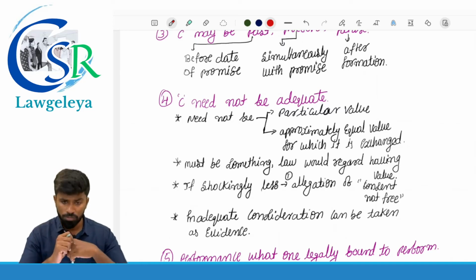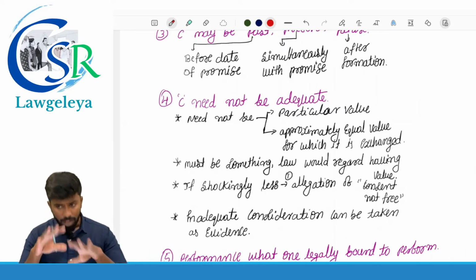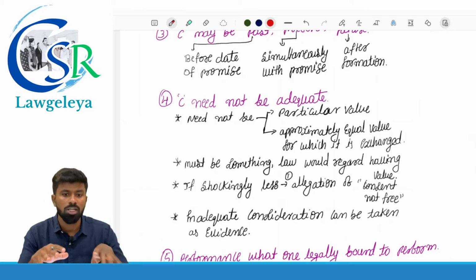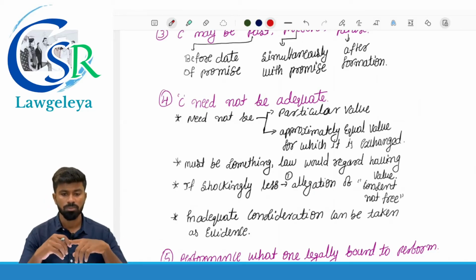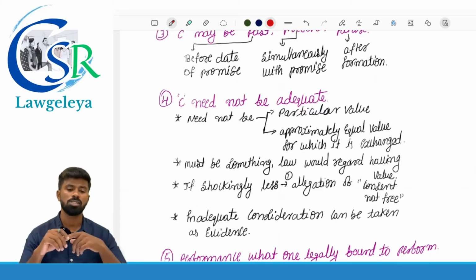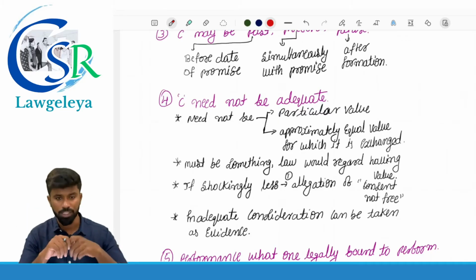If the consideration is shockingly less, and if one person alleges that his consent was not free, such fact that the consideration is shockingly less can be taken into consideration as evidence, and it can be considered that the consent was not free.